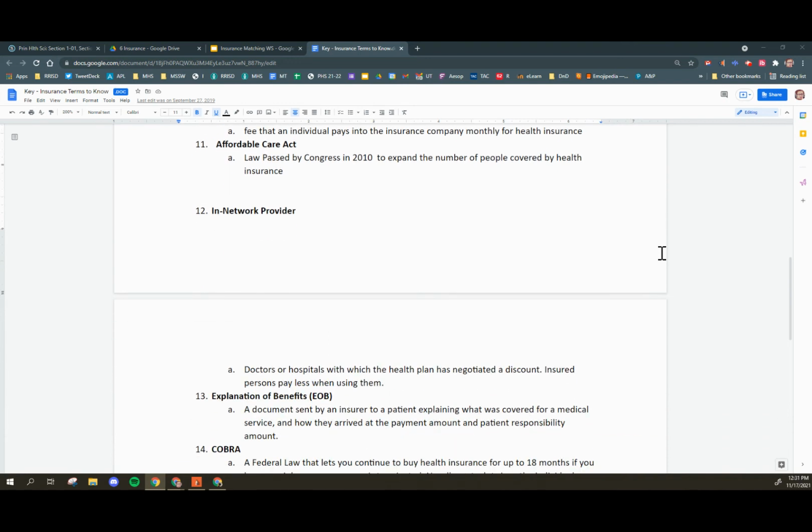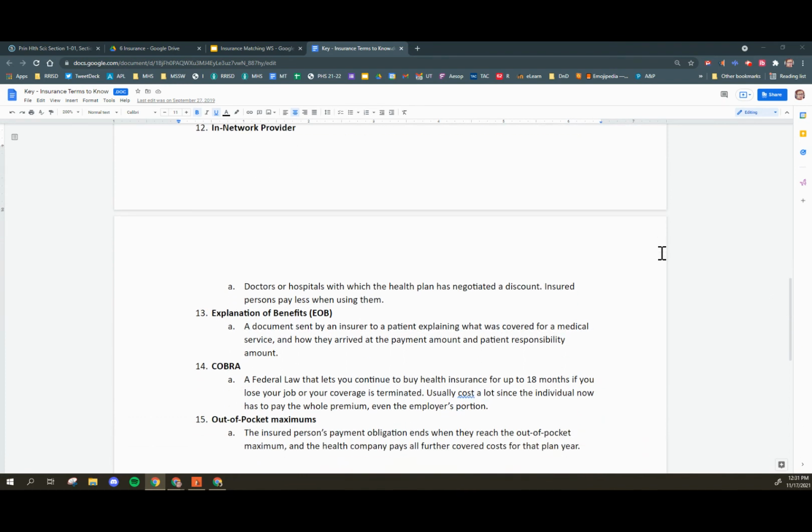There are a couple of terms that may or may not have been on your sheet, but you definitely want to make sure that you know these. So write them on a piece of paper so that you have them handy for the exam. The first is in-network provider. These are doctors or hospitals with which the health plan has negotiated a discount. Insured persons on a particular insurance policy pay less for services when they use an in-network provider.